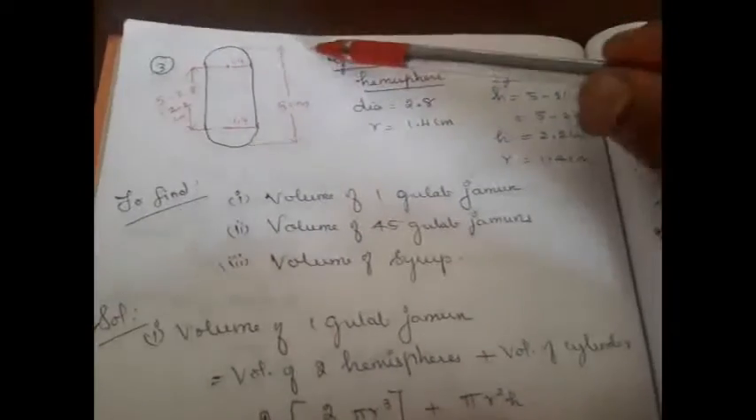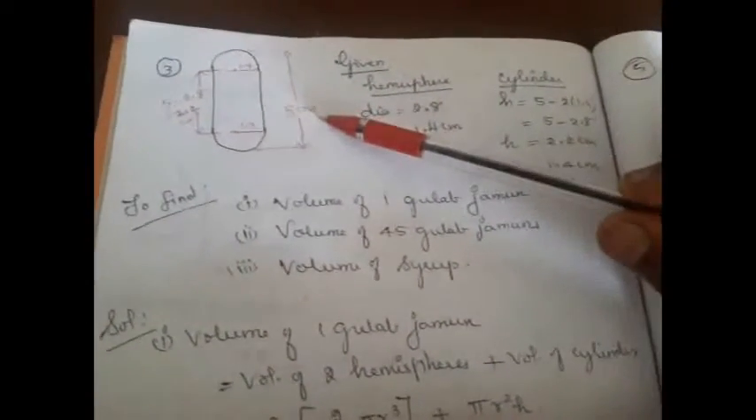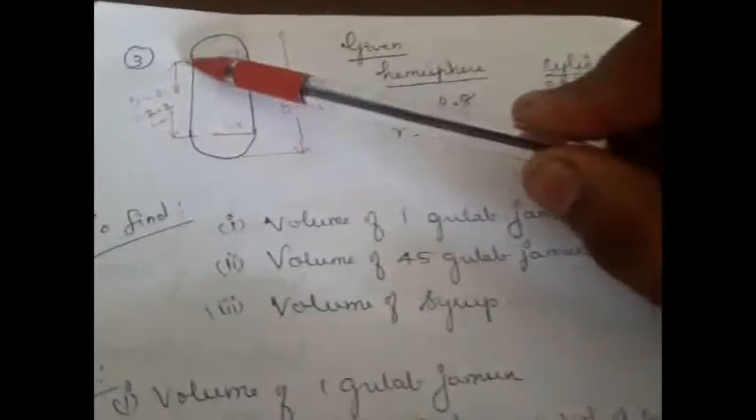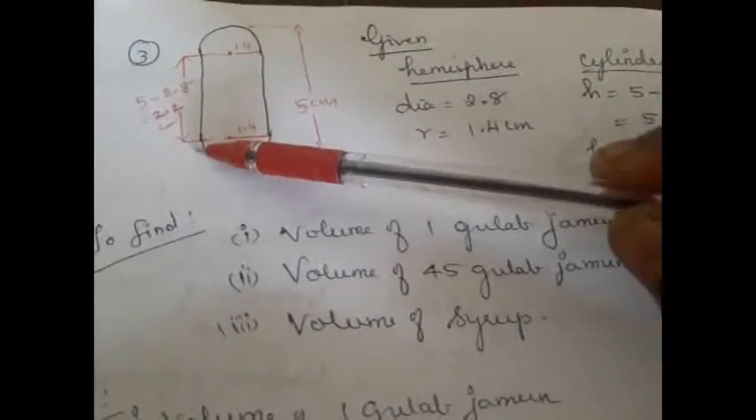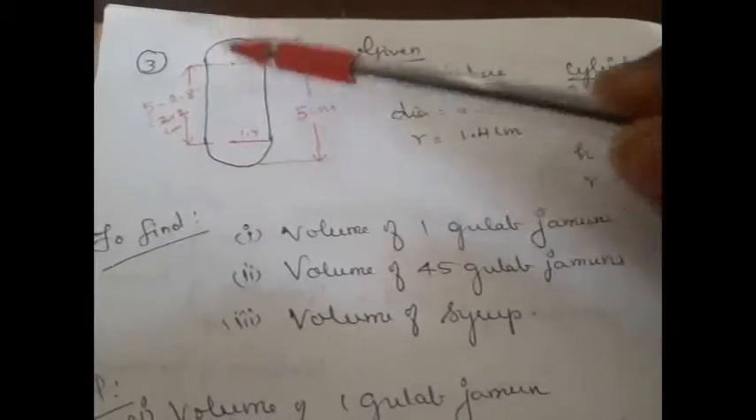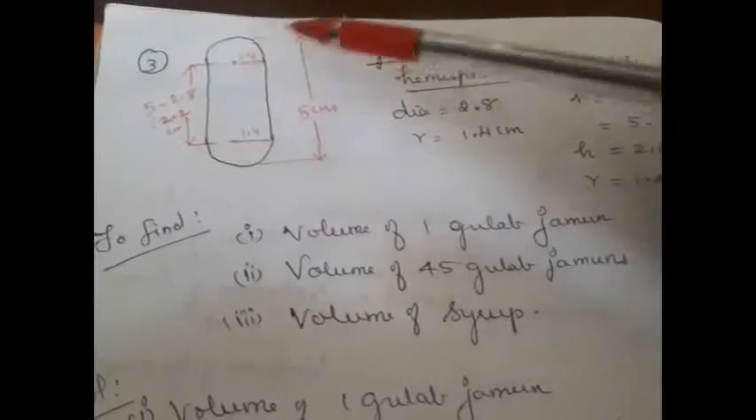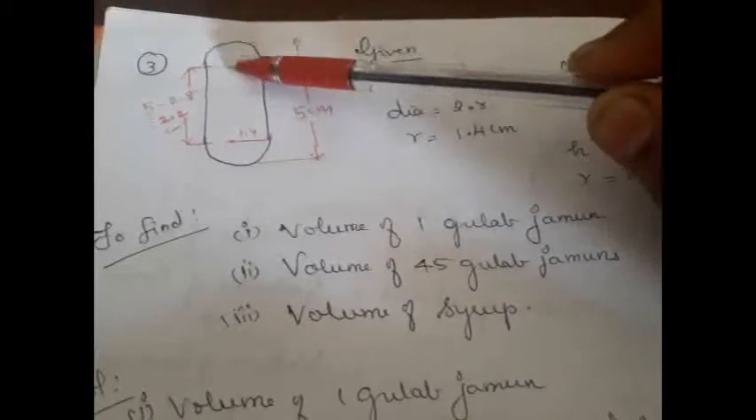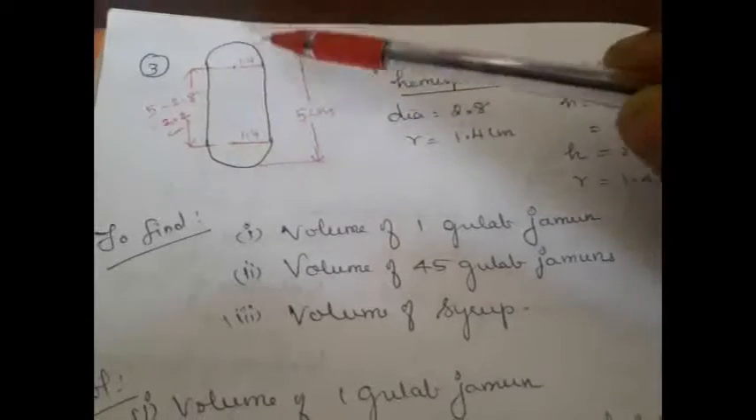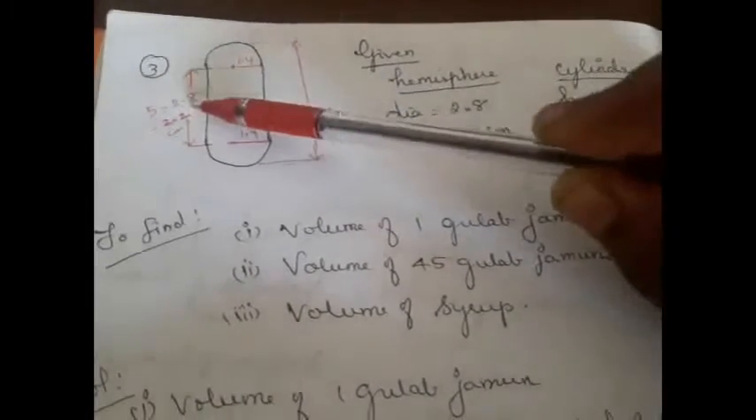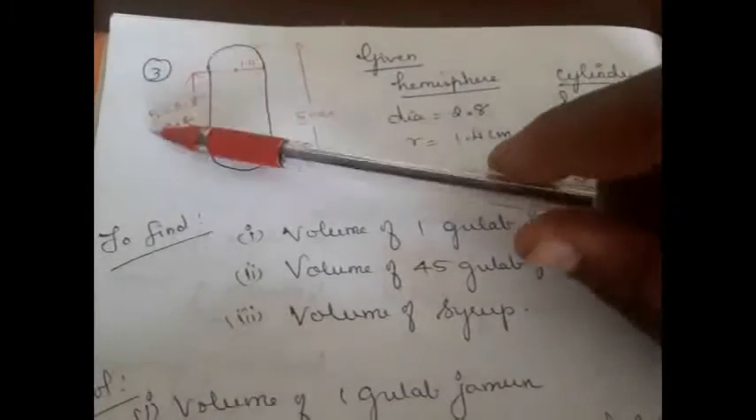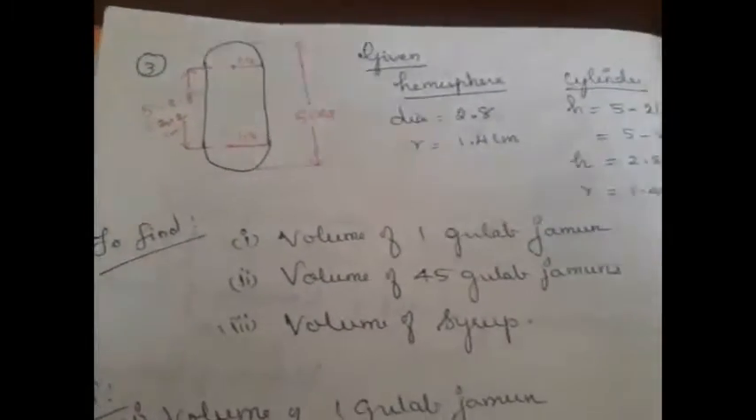Instead, they have given you the length of the gulab jamun, which is 5 centimeters. So how will you find the height of the cylinder? The height of the cylinder will be this height. These two heights we have to subtract from the total height. So this is the radius, right? This is also a radius. So 1.4 plus 1.4 is going to be 2.8. If we subtract 2.8 from 5, it is going to be 2.2. So 2.2 is the height of the cylinder. Alright.